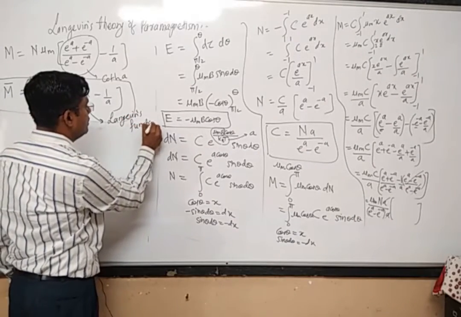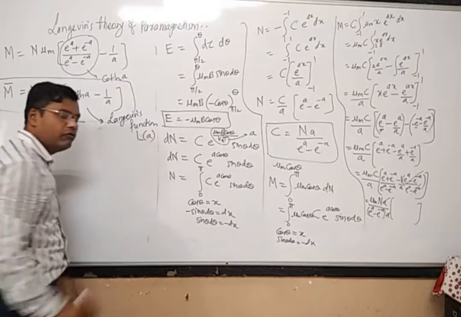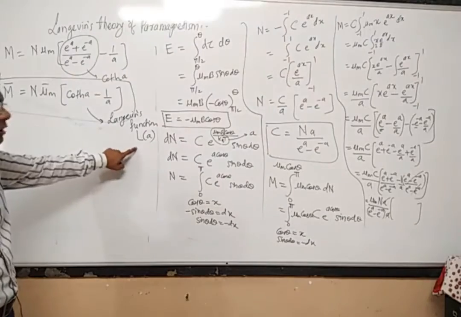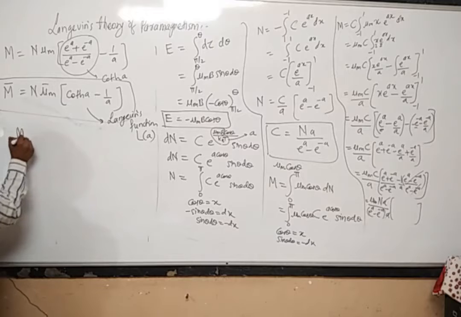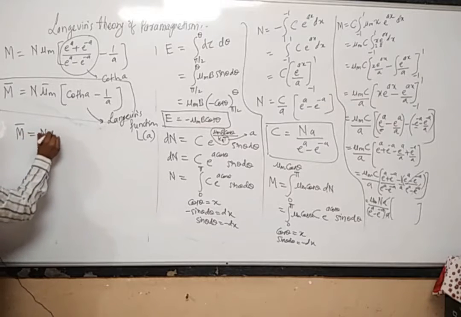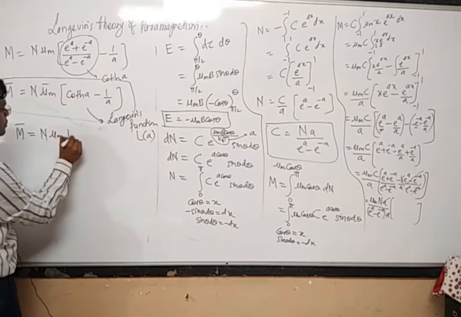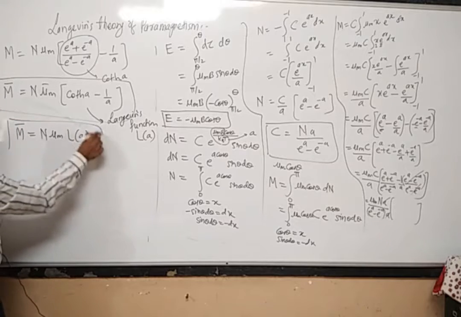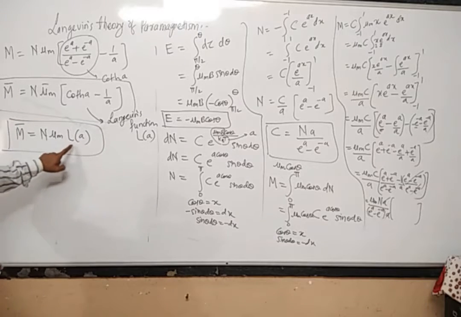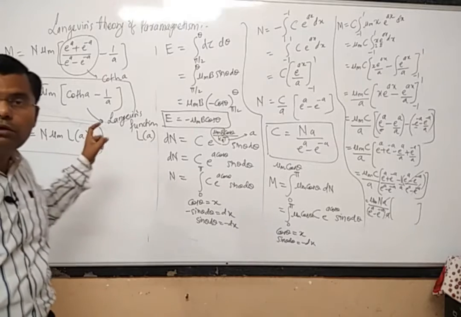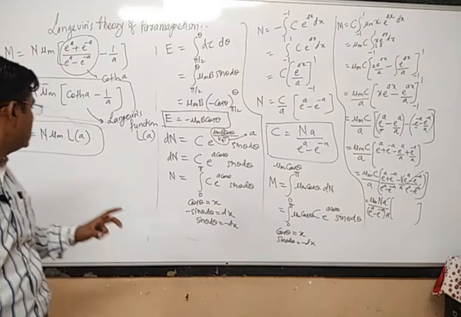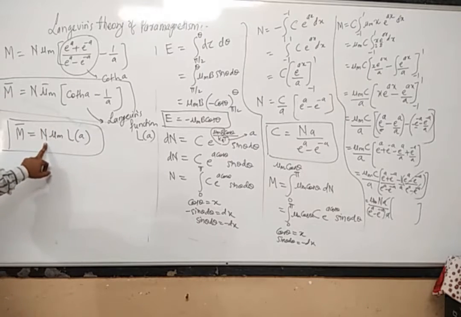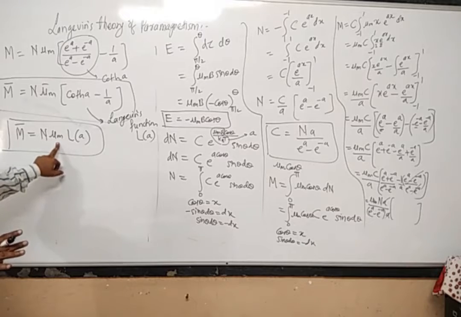Langevin's function, and it is denoted by L of a. So finally, I can write magnetization as n into mu m into L of a. Now you see what is n? N is the total number of dipoles or total number of atoms in that particular paramagnetic gas, and mu m is the magnetic moment of one atom or one dipole.